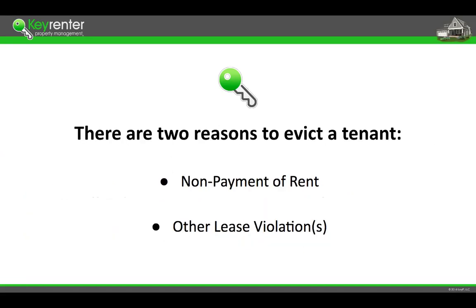My 2 cents. There are 2 reasons to evict a tenant: non-payment of rent and other lease violations. There's a third, really, and that is illegal activity, we'll get into in a second. But the 2 main reasons that you evict a tenant is because they don't pay rent, very simply, right? They get behind, there are late fees that accumulate, they lose their job, and they continue to get further and further behind, and they just aren't paying, and so you need to evict them.